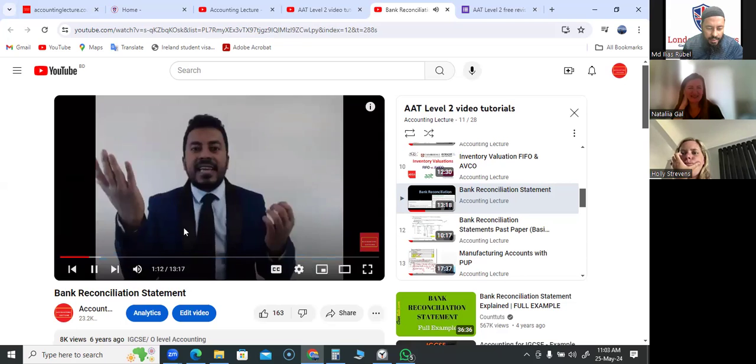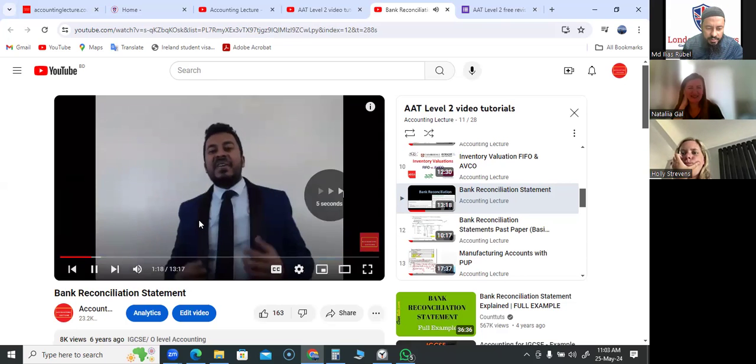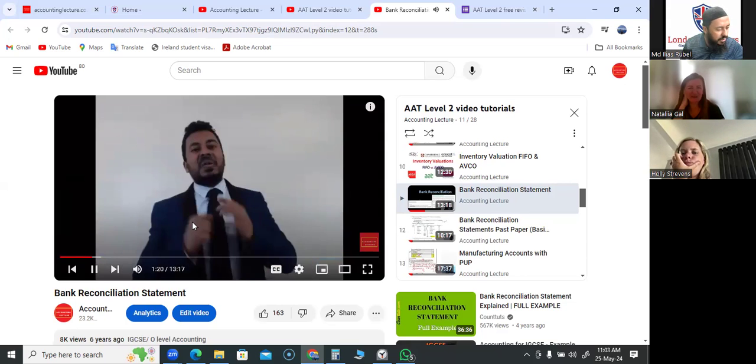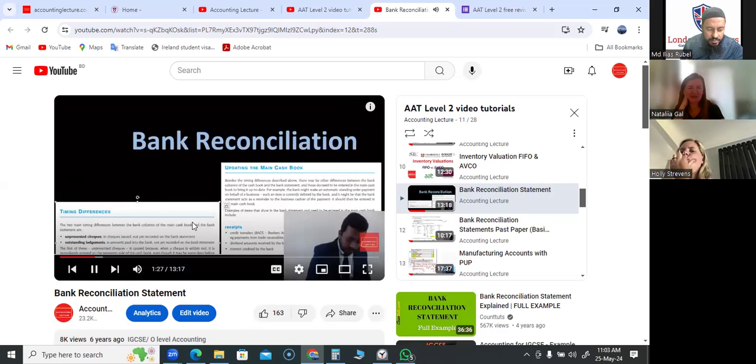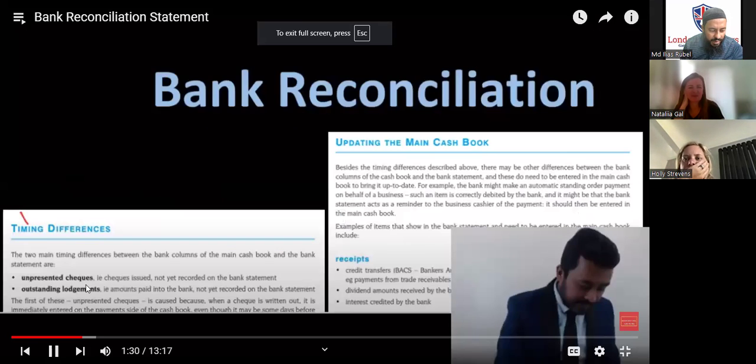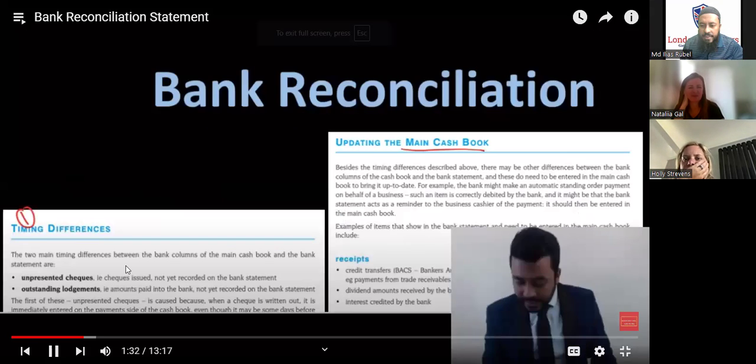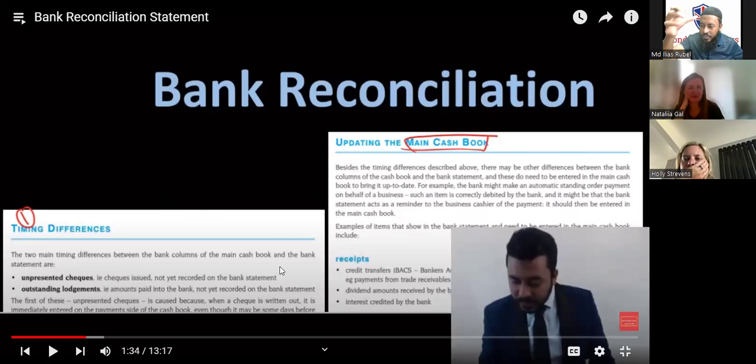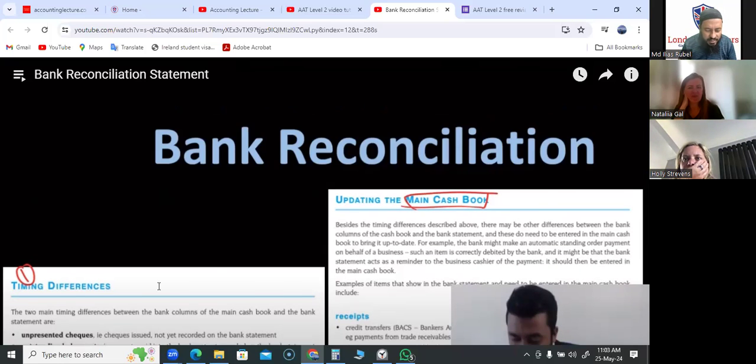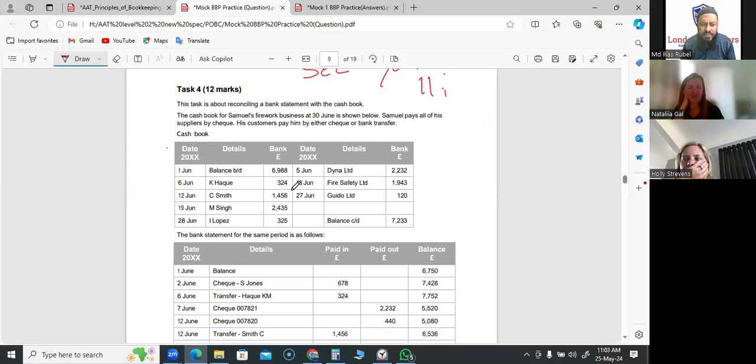You see, I was trying to show with an illustration how the bank prepares their account and we prepare our account. Here, the unpresented check and outstanding lodgement are timing differences. But two things: one is to update the cash book. From the bank statement, we take figures, update our cash book, and then we do the bank reconciliation. That's what we're going to do now. Because we have little time, we'll be a little faster here.